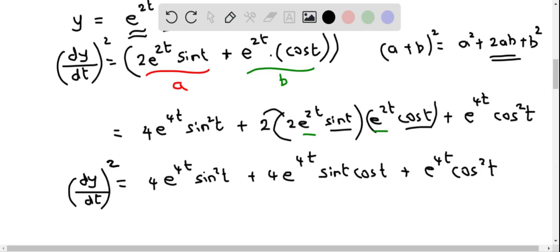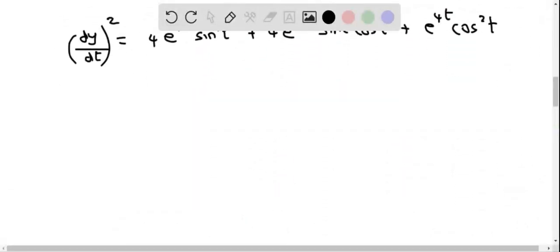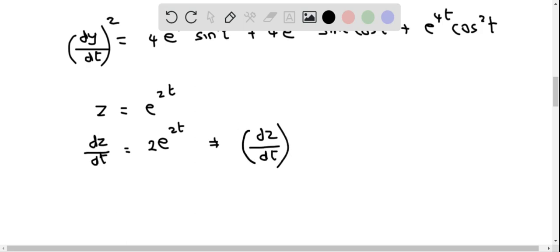Now we will find dz/dt. So z is e^(2t). Let me write down the z here, e^(2t). I have to find the derivative, that is dz/dt. This equals e raised to the power of 2t, and when you apply the chain rule, we get 2e^(2t). So we'll also square this up, that is, we get (dz/dt) quantity squared. This equals 4e^(4t). When you square e^(2t), we get e^(4t).